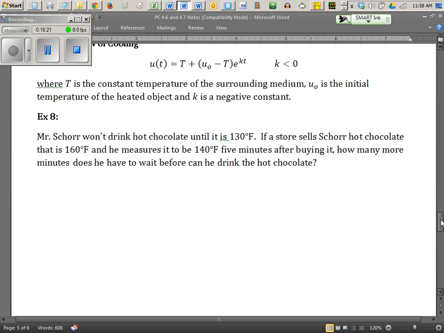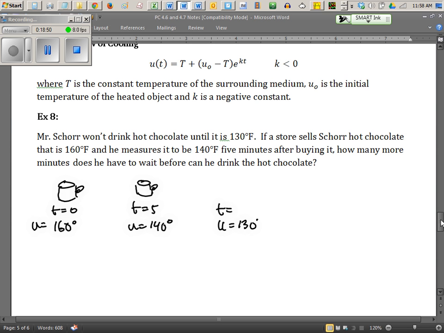So let's just draw a quick picture. Here's the drink. The time is 0. The hot chocolate is 160 degrees. Don't you have to know the temperature outside? Yeah, I'm going to tell you in a minute. Okay, 5 minutes have elapsed. Now the temperature, I'm using U for temperature. The temperature is 140 degrees. See? What time will it be when the temperature is 130 so I can drink it?